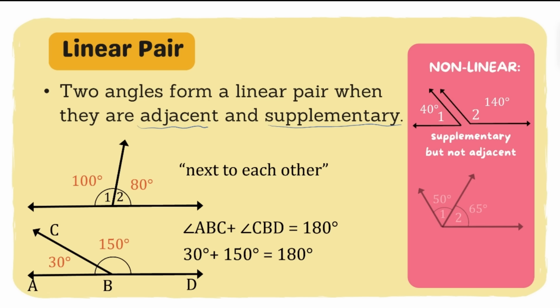Next one. We have here this example. Okay, as you can see, may common vertex, may common side naman sila. Common side and common vertex, angle 1 and 2. Pero pag pinag-add natin, 50 and 65, it will not add up to 180. Okay? It is just 115. So, kulang. So, hindi siya supplementary. It is adjacent, but it is not supplementary.